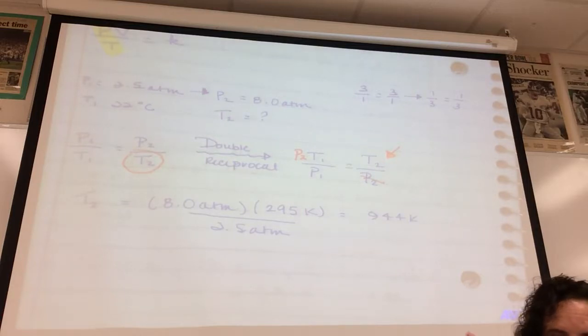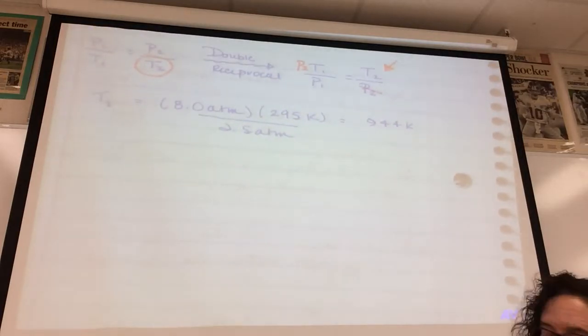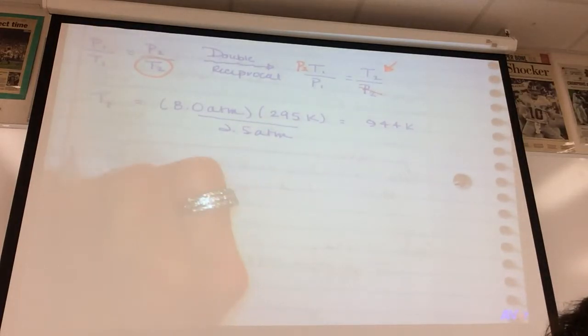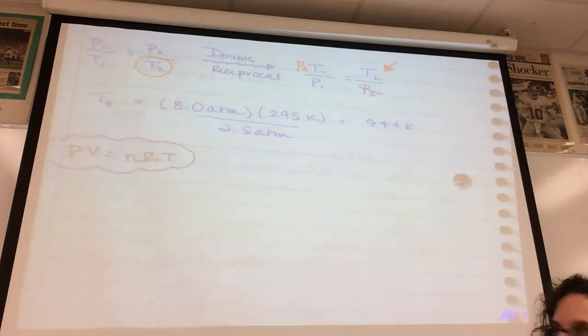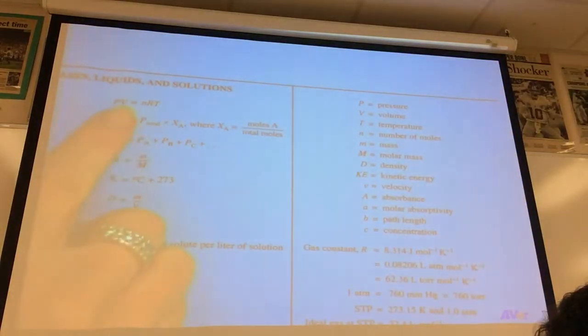All right. Now we can put all of our variables together, and we can come up with the following. What is this law known as? The ideal gas law. See, you remember a lot from gases. The ideal gas law is also given to you right here.